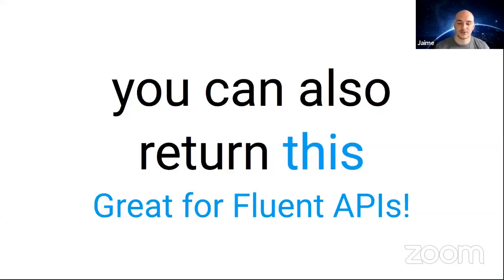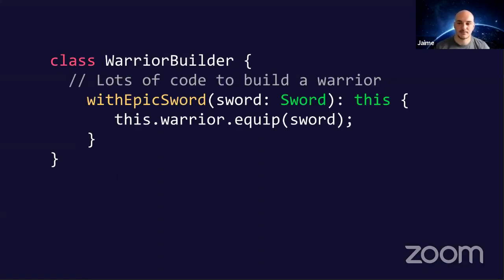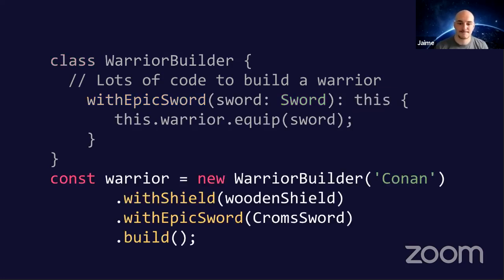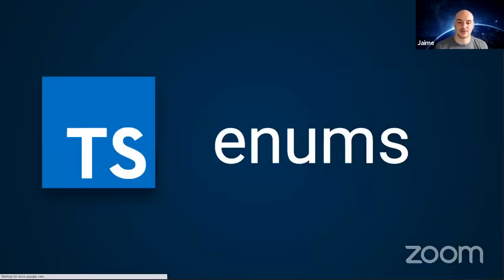And you can also return this, which is great for fluent APIs. So in this case, we have a builder. It should return this, and then you can use this as a type. And this is helpful because it's polymorphic. So if you extend this class, you can always return this, and it will know at runtime which is the right type. And yeah, this is just another example of how good TypeScript is at playing nice with JavaScript.